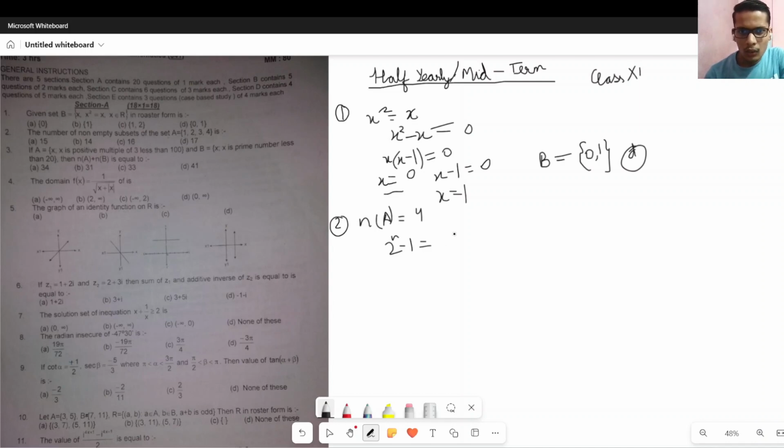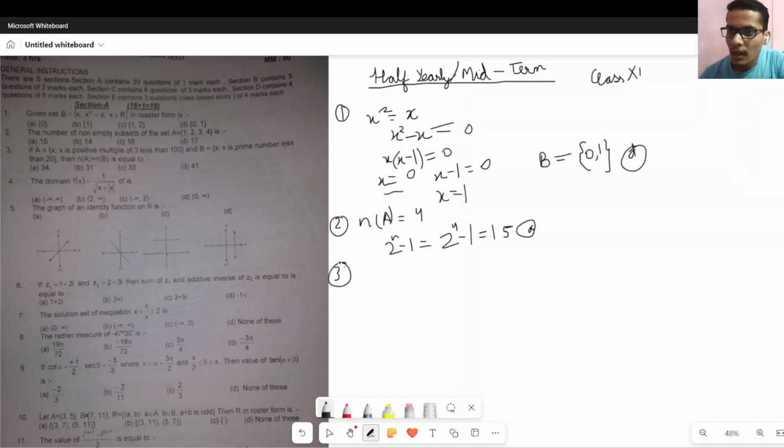That will be 2 raised to the power 4 minus 1, which will be equal to 16 minus 1, that is 15. So option A will be the answer to the second question. Now the third question.